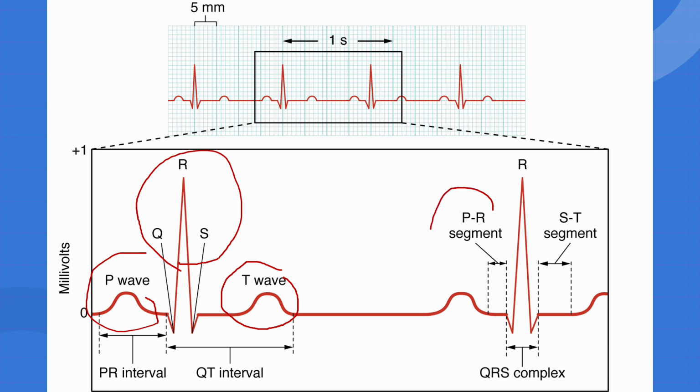This is the PR interval. This measures the time taken for the electrical conduction from the atria to the ventricles. A prolonged PR interval might suggest first-degree heart block.